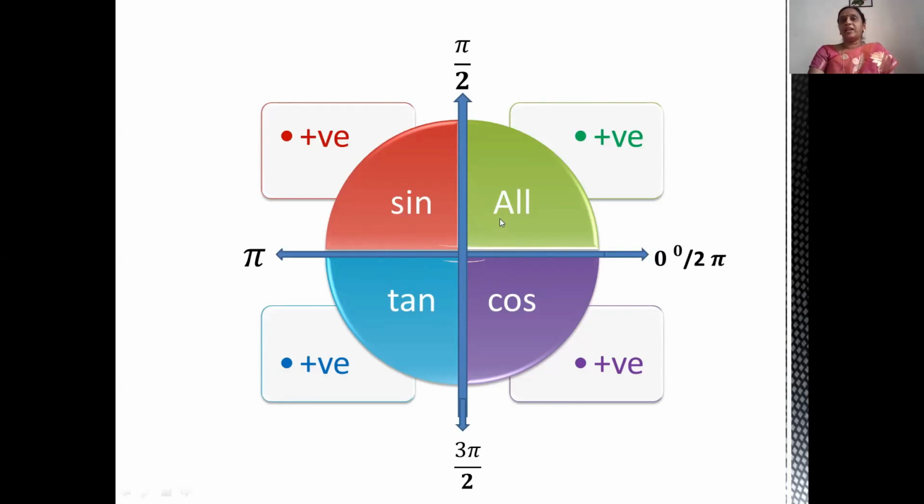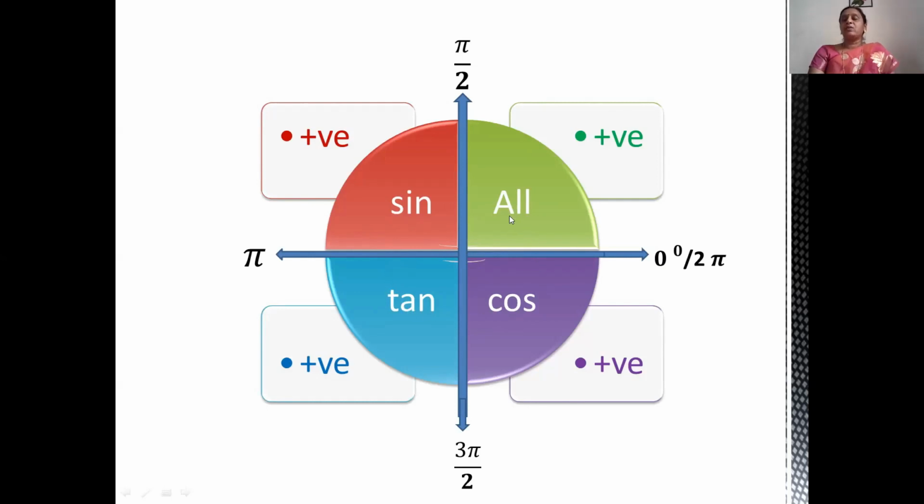See here, take A from "all", take S from sin, take the first letter T from tan, and C from cos, and we get the letters A, S, T, C. I have defined a new sentence, "All Silver Tea Cups", and you have to rotate in the anti-clockwise direction from the first, second, third, fourth quadrant.